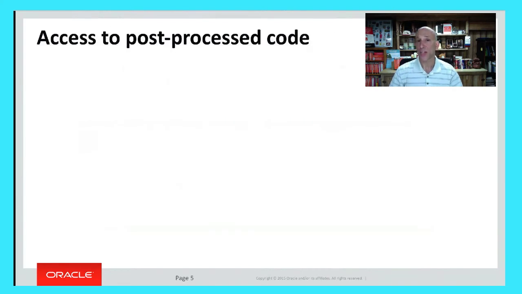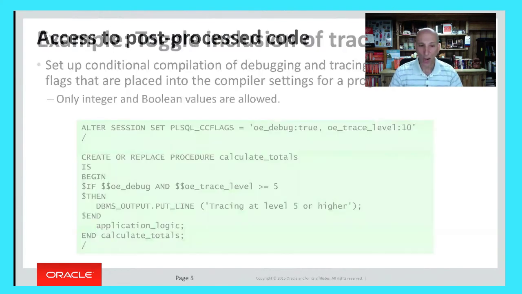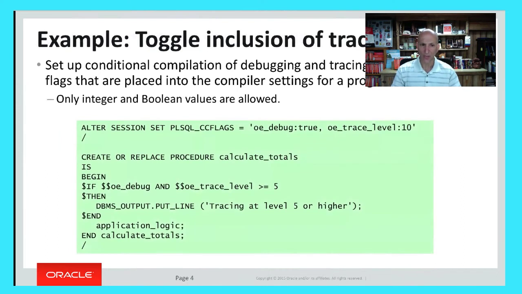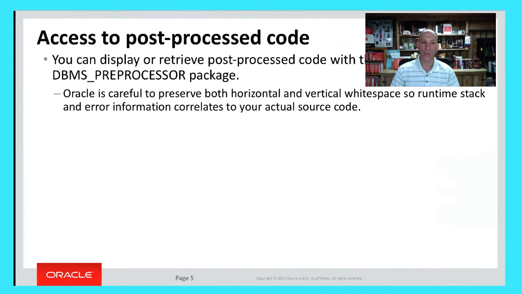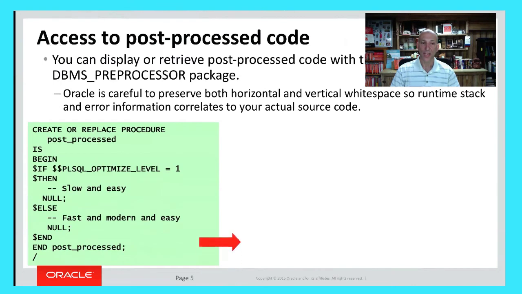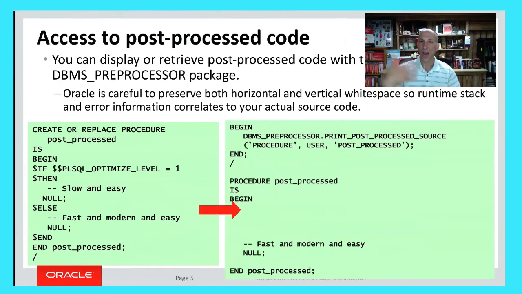Now, you might say to yourself, well, that's interesting, but how do I know what's actually running in my database? So you've got all this complicated meta-conditional logic. There's a package called DBMS_PREPROCESSOR that you can run to extract the actual text that's been compiled into the database. So the ALL_SOURCE view will have this version of code with all your dollar signs in it. But the post-processed source code will show something like this.